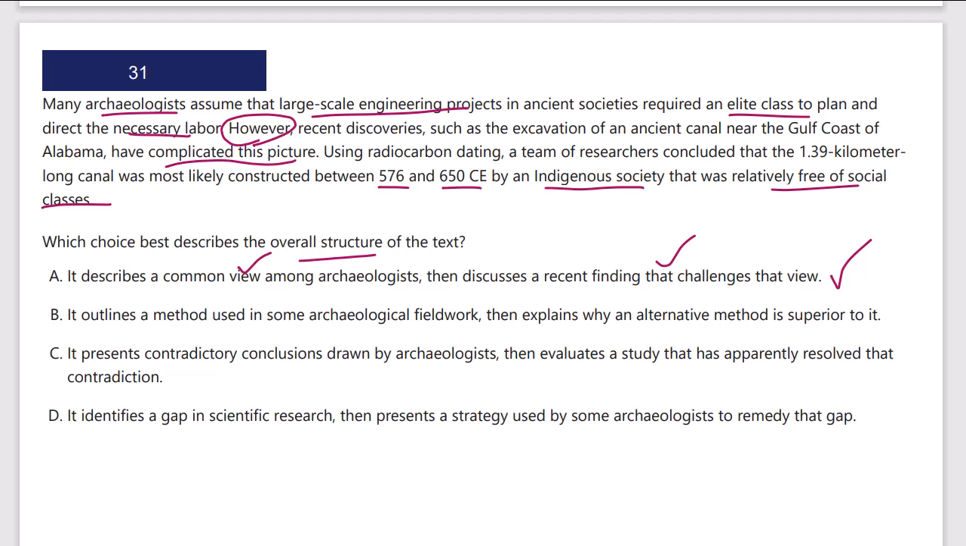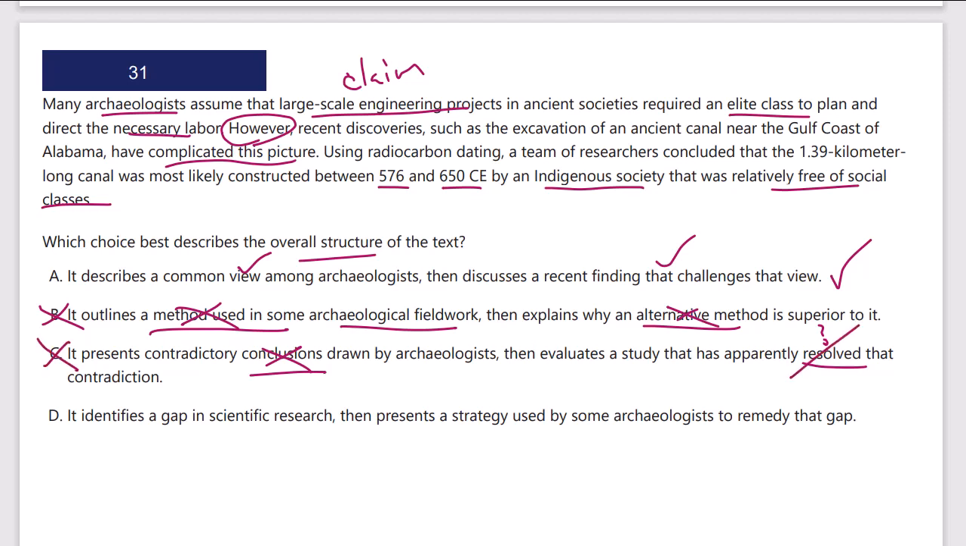B, it outlines a method used. Nope, no method here. I don't see any method of how they did their work, what digging they did, no, or discussion of an alternate method. That's wrong. C, it presents contradictory conclusions drawn by archaeologists. No. The first part is not a conclusion. This is a claim. Okay? This is an assumption. It's not a conclusion. Then evaluates a study that has apparently resolved that contradiction. Nothing says it's resolved. That's not true either. So this is wrong.